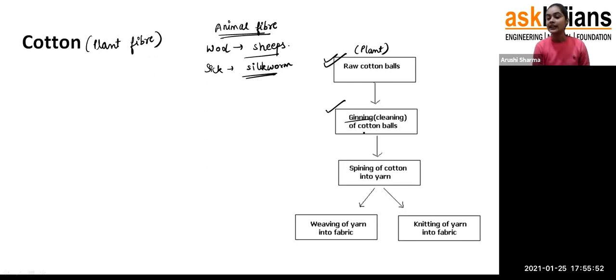Then we get that fiber, and then we convert the cotton into yarn. That means from here the spinning process begins. In the spinning process, we convert the fiber into yarn. And then we have two different types of procedure, one is weaving and another one is knitting, and we convert that yarn into fabric. So this is the whole procedure for the production of cotton. After conversion into fabric, we supply it to industries, and that's how they produce different types of clothes from it.